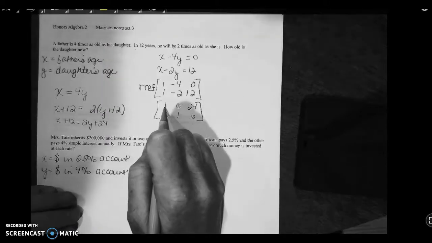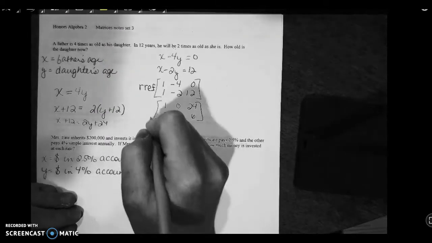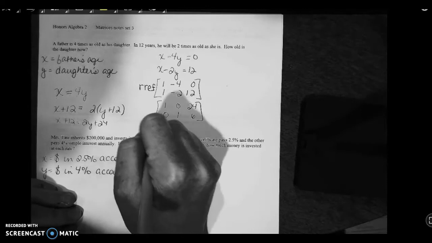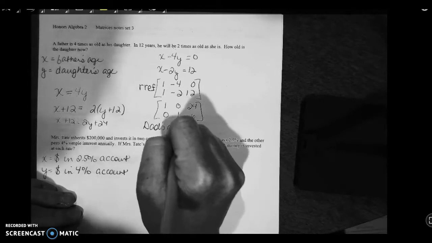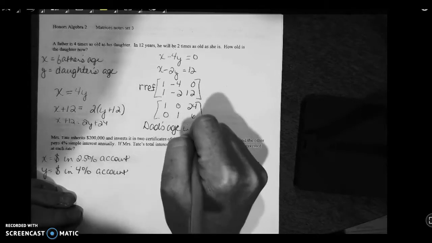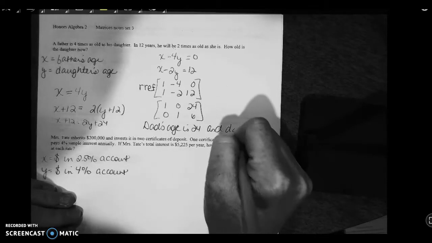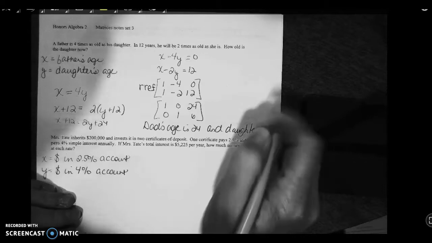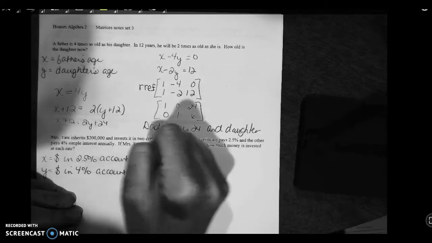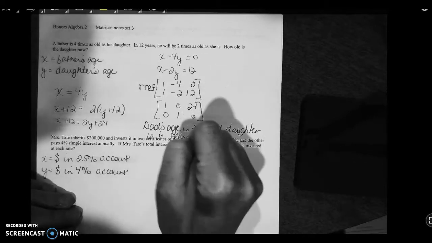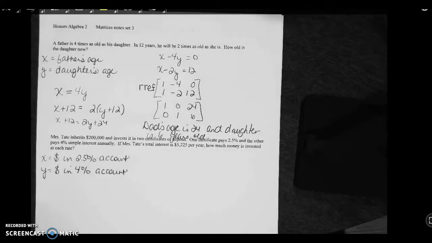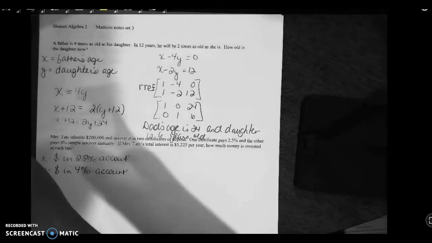So remember, this is saying 1x is 24. So in other words, dad's age is 24, and the daughter is 6 years old. So just write a basic conclusion sentence.